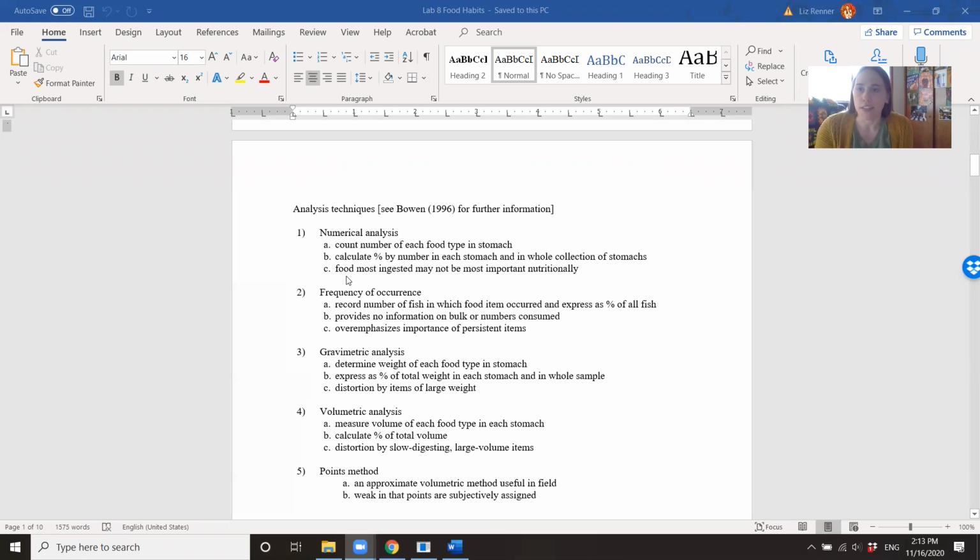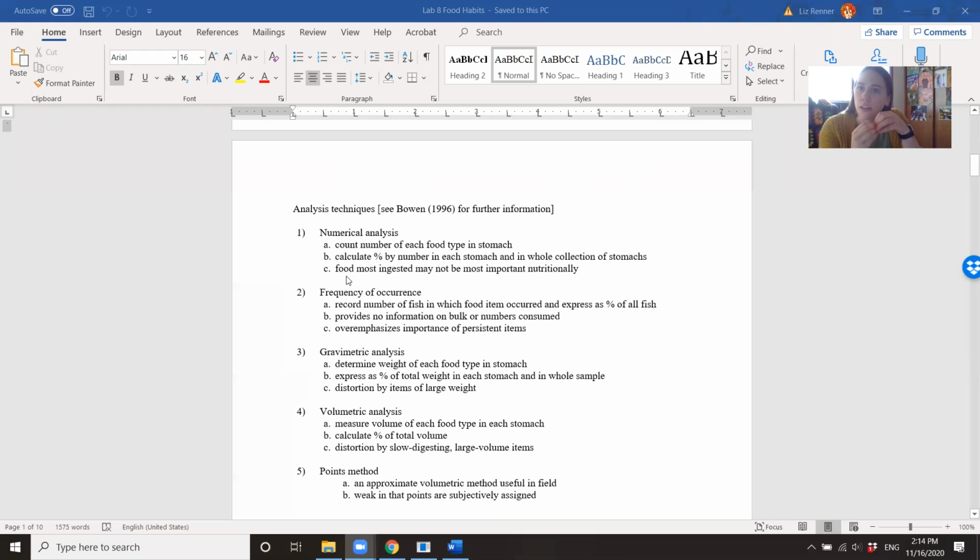The next analysis technique is where we calculate the frequency of occurrence. This is one technique that I use a lot and we see a lot within the literature. For frequency of occurrence, you're recording the number of fish in which a food item occurred, and you express it as a percent of all of the fish in your sample. The only problem with this is that it doesn't provide any information on the bulk, like how much of each food item was present in each stomach, or the numbers consumed. And so hopefully that's kind of clear what I'm talking about.